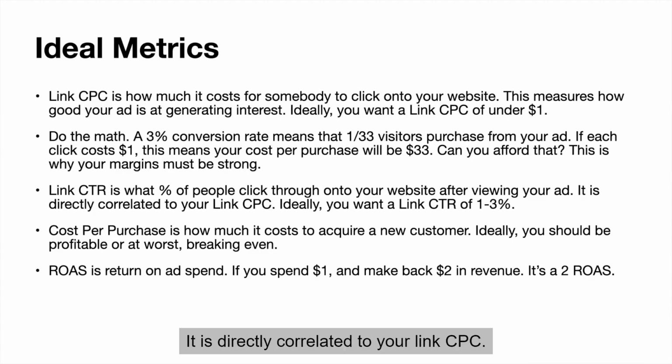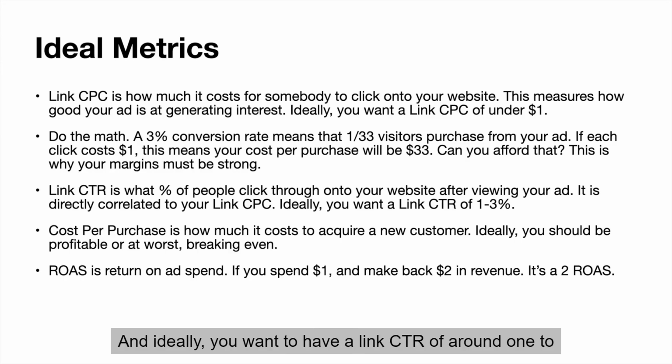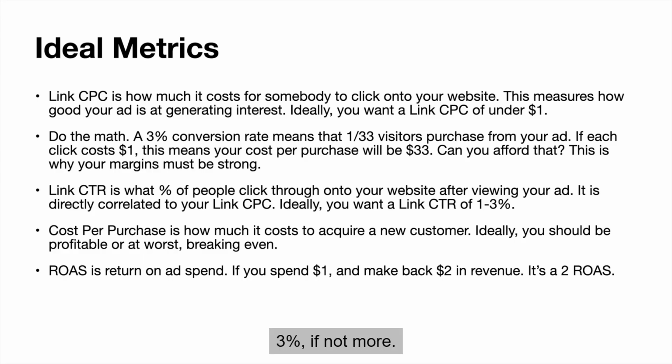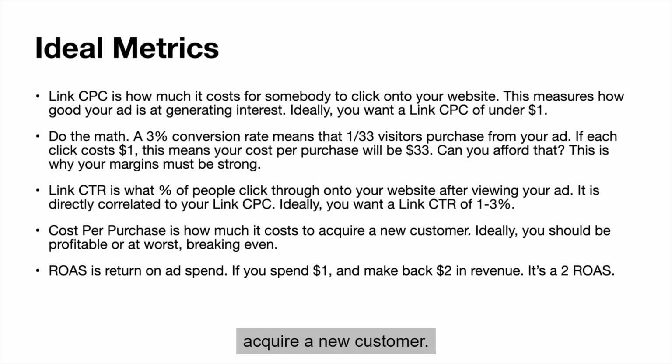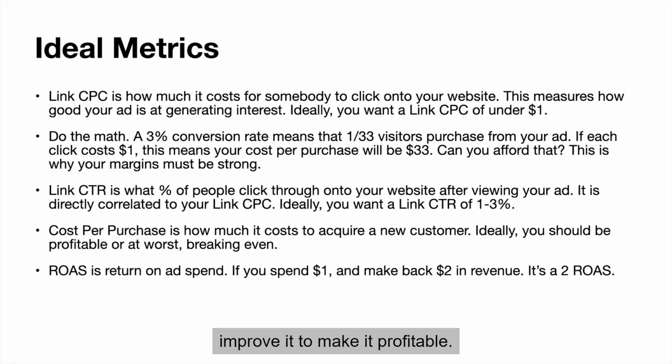It is directly correlated to your link CPC. If you have a higher link CTR, you will have a lower link CPC. And ideally, you want to have a link CTR of around 1 to 3%. In certain niches, you can be profitable with a very low CTR. But ideally, you want to have a CTR of around 1 to 3%, if not more. And finally, cost per purchase is how much it costs to acquire a new customer. Ideally, your ad campaigns should be profitable or at worst breaking even. If you're breaking even, it means you can optimize it and improve it to make it profitable.